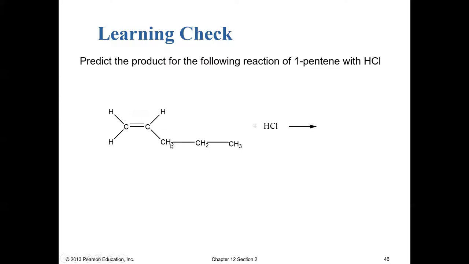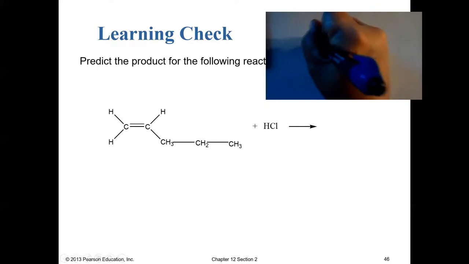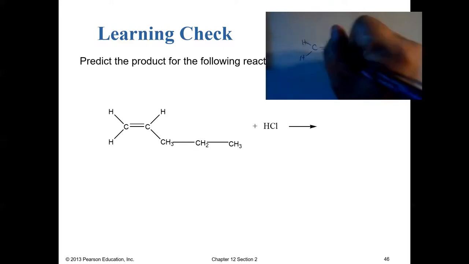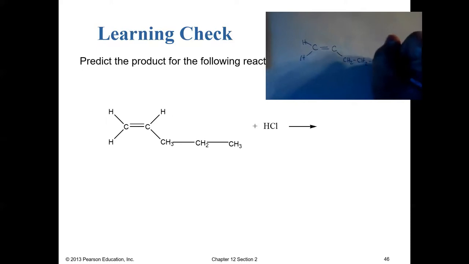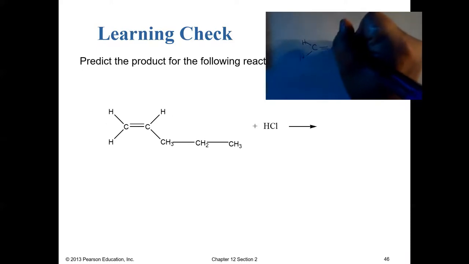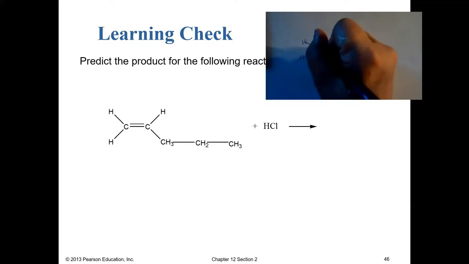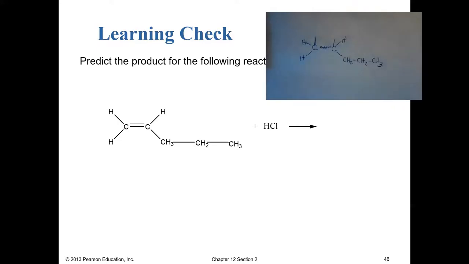So let's try this example. Please excuse my little error here. This should be a CH2. But in this case, if you're looking here, and it's drawn out, we have our double bond between our carbons. Here we have two hydrogens. This is going down to a CH2, CH2, CH3 group, and you have your other hydrogen. If we're adding HCl, we're going to break apart this double bond. It's going to split, okay? So we'll have two options.